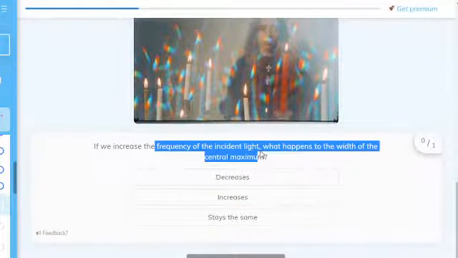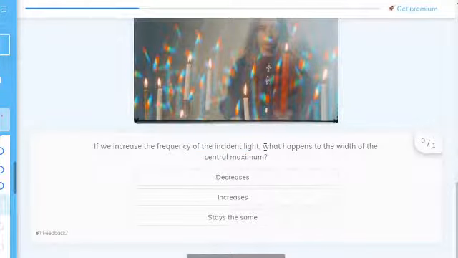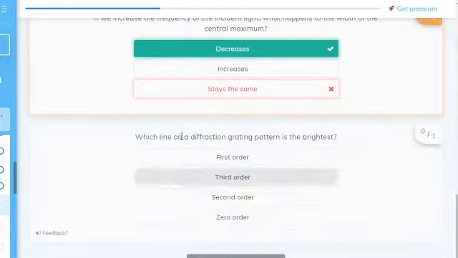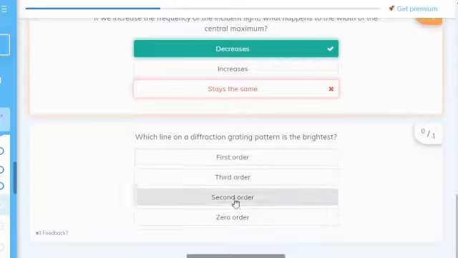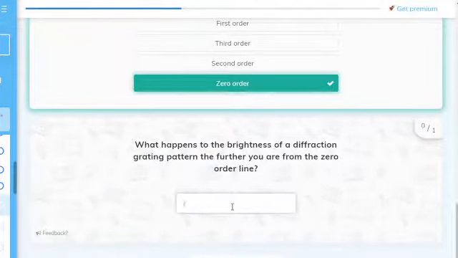If we increase the frequency of the incident light, what happens to the width of the central maximum? If you increase the frequency, it would stay the same. Which line on a diffraction grating pattern is the brightest? The brightest would be the zero order, the white light. What happens to the brightness of a diffraction grating pattern the further you go? Lower, higher. It can only be higher.